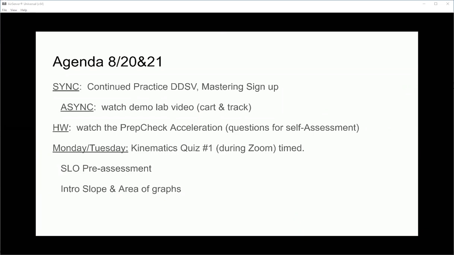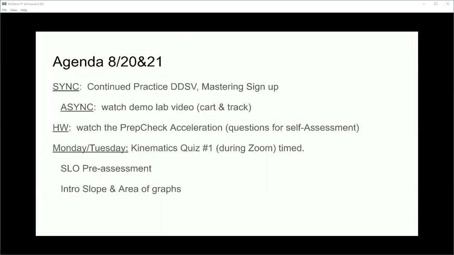That's where I would say, go into Mastering and sign up. There's an assignment just for extra practice, self-assessment. It'll tell you right or wrong, and sometimes they actually give you hints depending on the question. So that's what you can do to prep for the kinematics quiz. But before next class, try to watch that prep check on acceleration. Oh, there's the A word. And there are self-assessment questions to that.